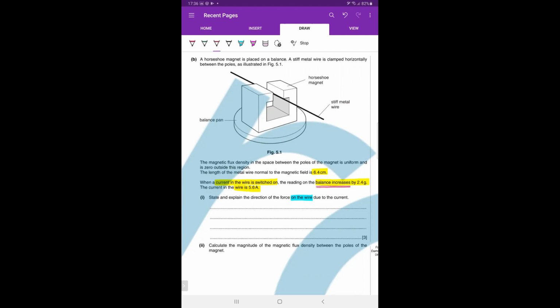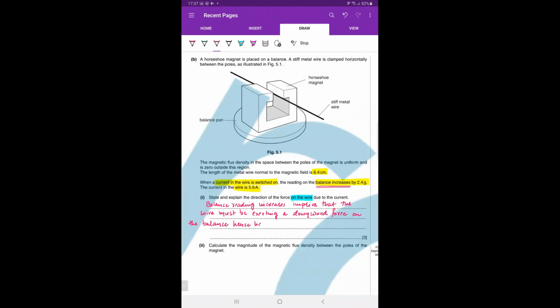Now how will you answer this? Just look carefully at how I have written the wordings. Balance reading increases implies that the wire must be exerting a downward force on the balance.